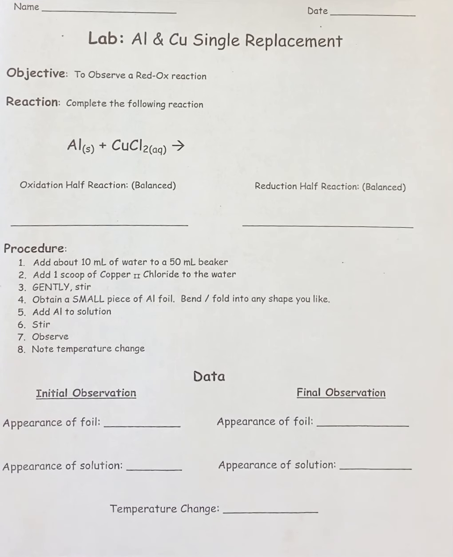In this video, I'm going to show you how to do all the extra stuff on the aluminum and copper single replacement lab. So in the second video, I do the actual lab experiment. In this video, I'm going to show you the reaction and go over how to complete the whole lab. So the first thing you're going to do is do a single replacement reaction here.